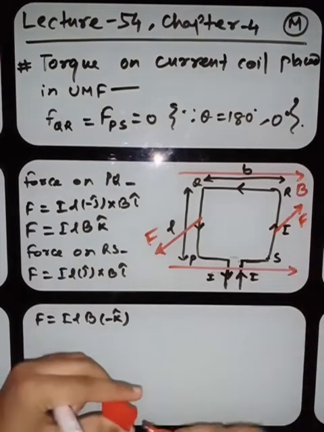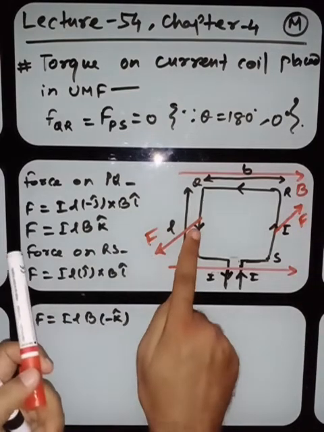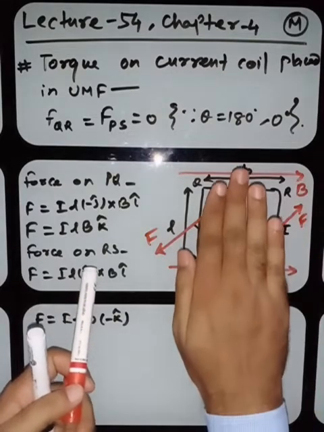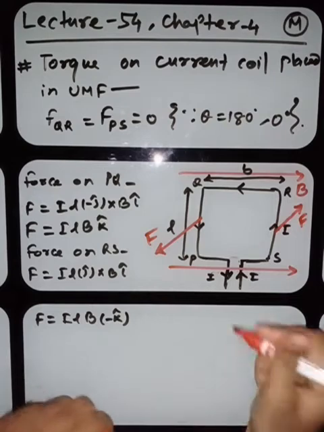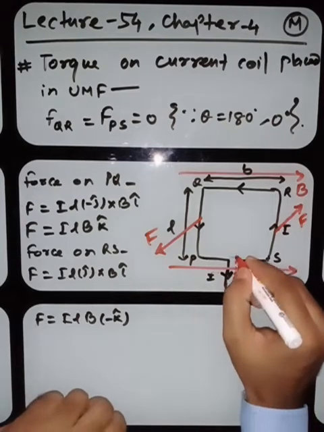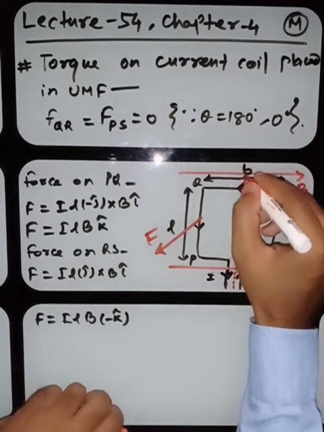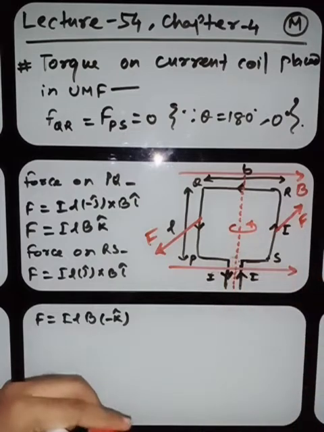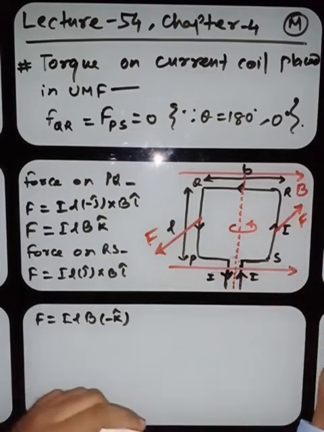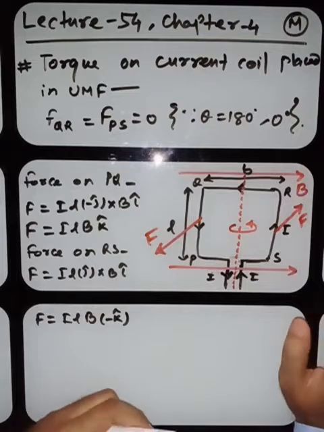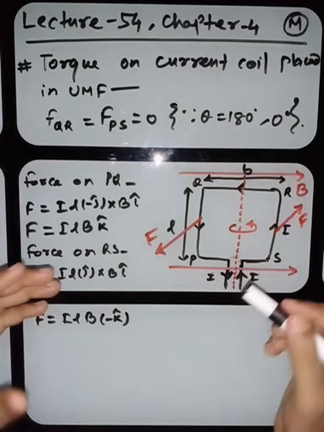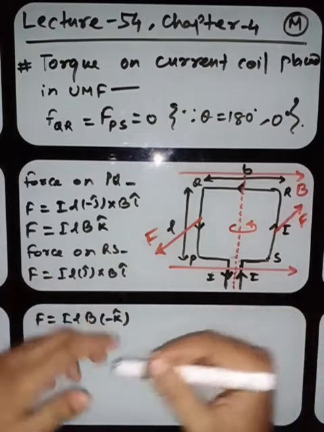Now you can see, my dear students, on this arm force is acting in upward direction, on this arm force is acting in downward direction, so the coil will start rotating in this way. Let me draw here the axis. If this is the axis, the coil will start rotating in this direction, and if it is rotating, it means there must be some torque. Okay, am I correct? Yes. Now our aim is to find the torque.